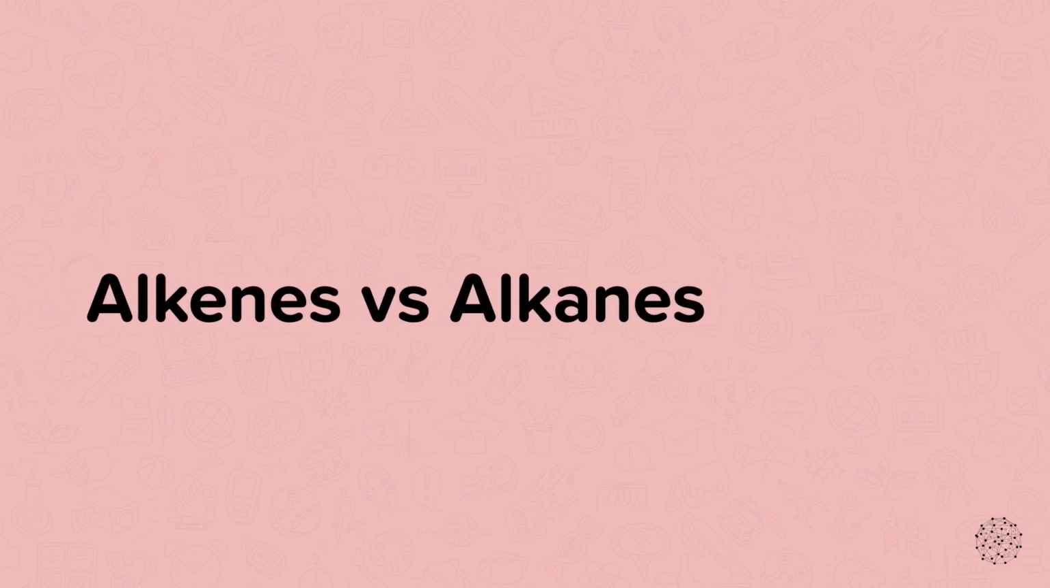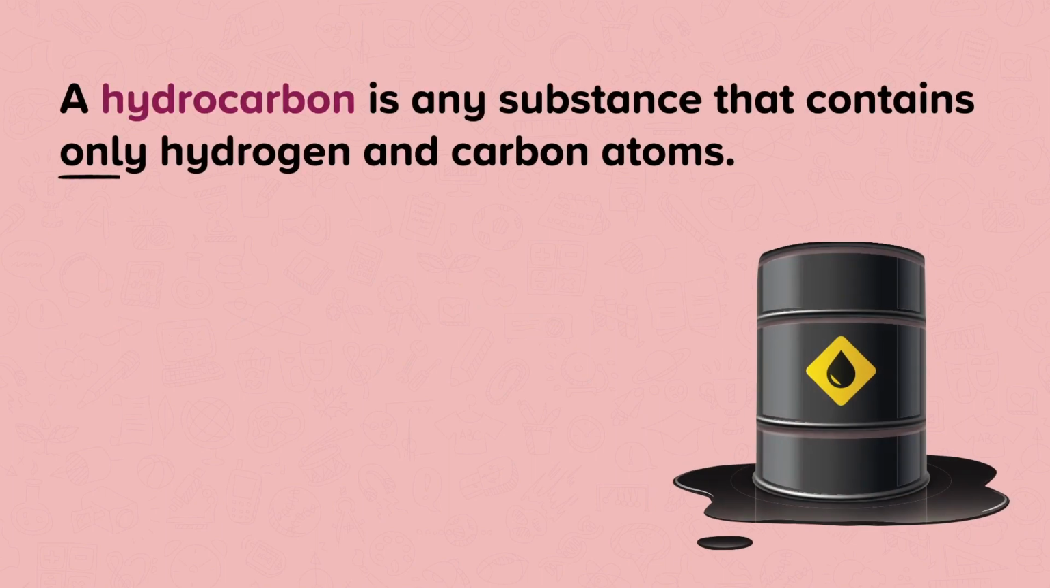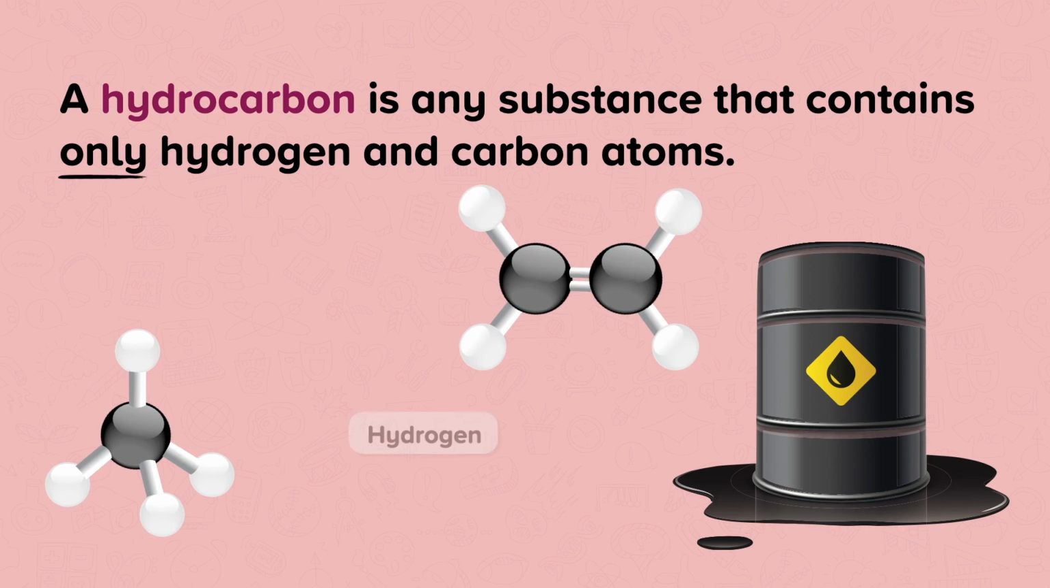Alkenes versus alkanes. Most of the compounds in crude oil are hydrocarbons. A hydrocarbon is any substance that contains only hydrogen and carbon atoms. So both alkanes and alkenes are hydrocarbons.